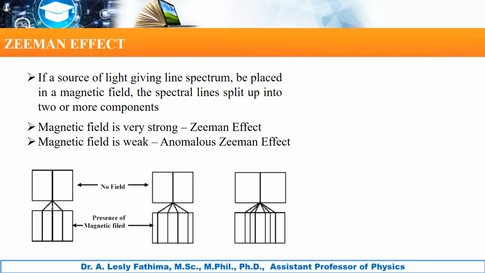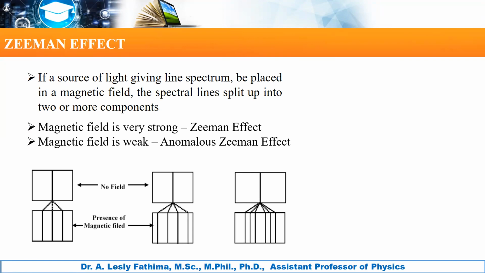Next one is the Zeeman effect. If a source of light giving a line spectrum is placed in a magnetic field, the spectral lines split up into two or more components. Doublets, triplets, and even more complex patterns are observed. This phenomenon is known as the Zeeman effect. If the magnetic field is very strong, then each spectral line splits into only two components in the longitudinal view and into three in the transverse view. This is called the normal Zeeman effect.